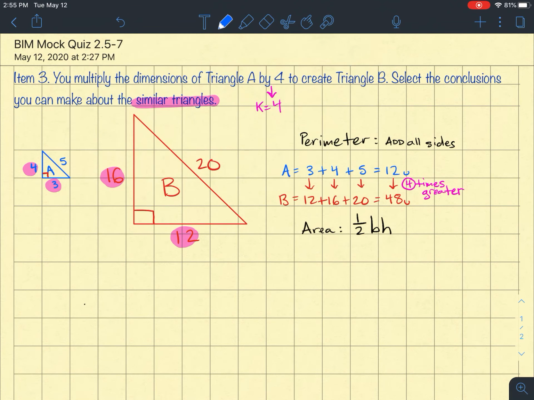So for triangle A, we have half. We're going to use this half, and we're going to multiply it by the base, and then multiply it by the height. So what does that equal? Well, these two together are 12. So what's half of 12? We get 6 units, and since it's area, it's squared.